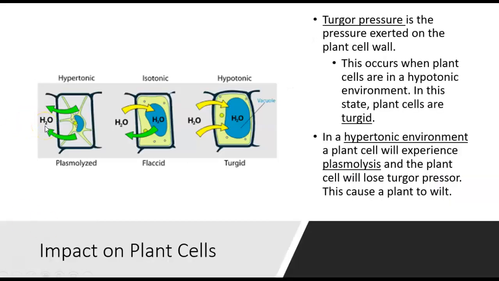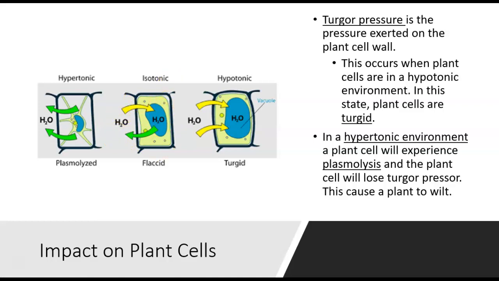So how does it impact plant cells? Well, looking at plant cells in a hypertonic environment, remember that's under or less, they're going to shrivel up and they're going to become plasmolyzed. So that's what this situation looks like. For isotonic, remember animal cells love to be isotonic, but plant cells not so much. Plant cells actually become flaccid.